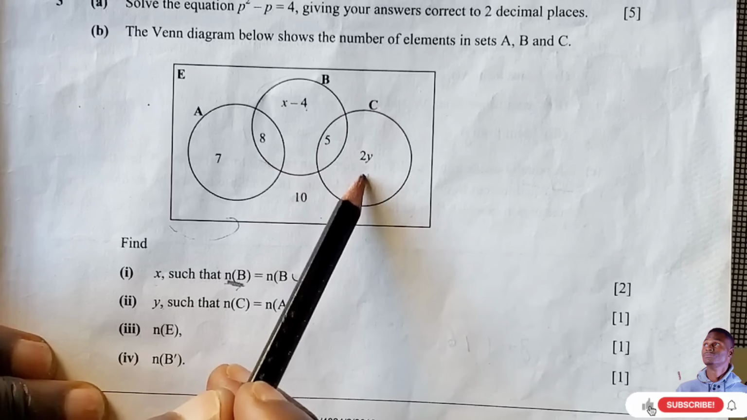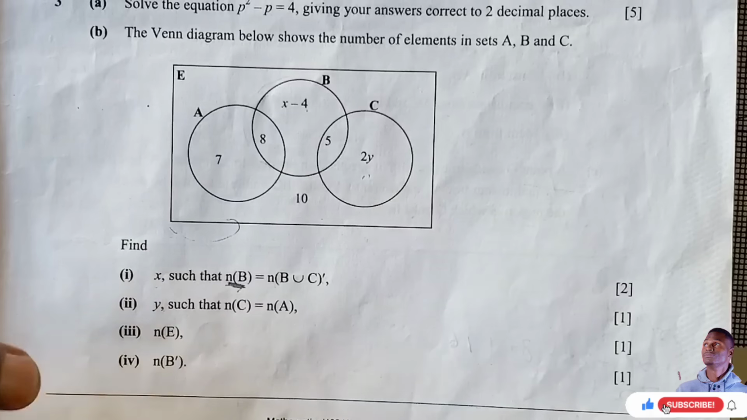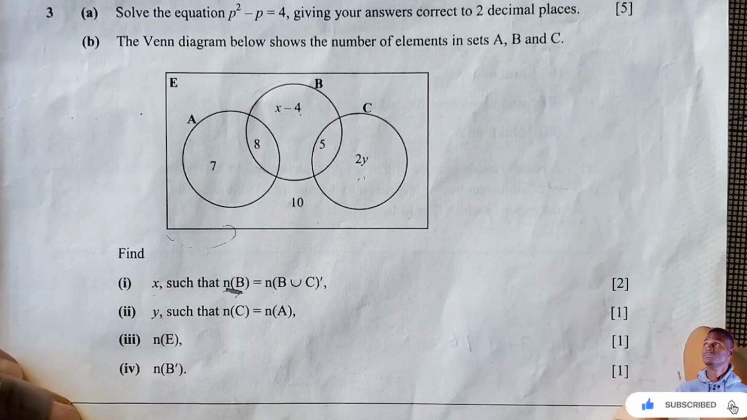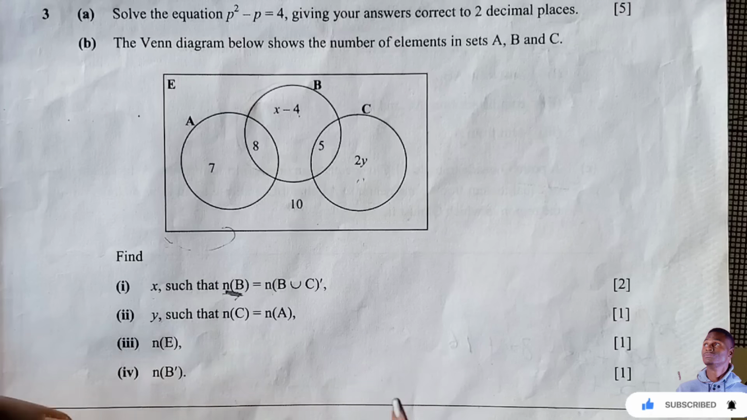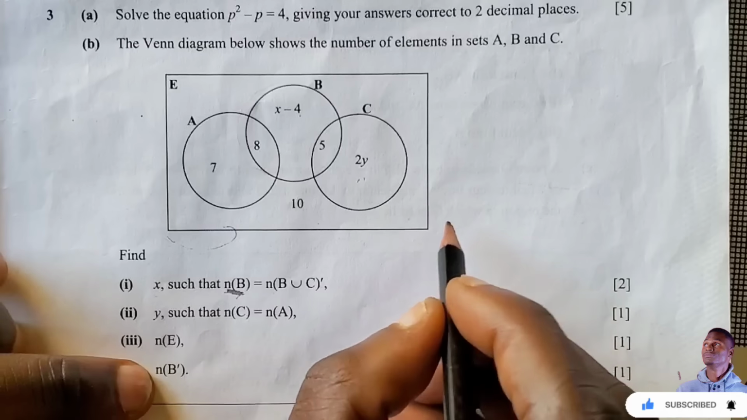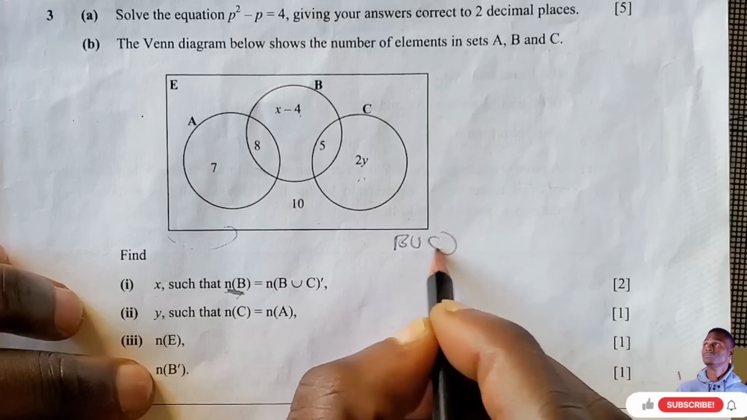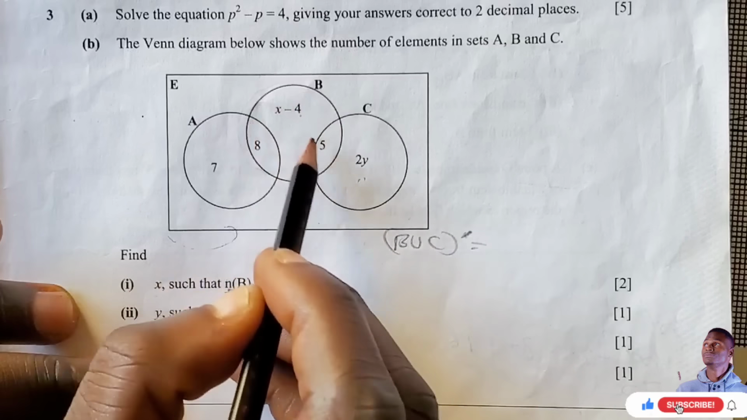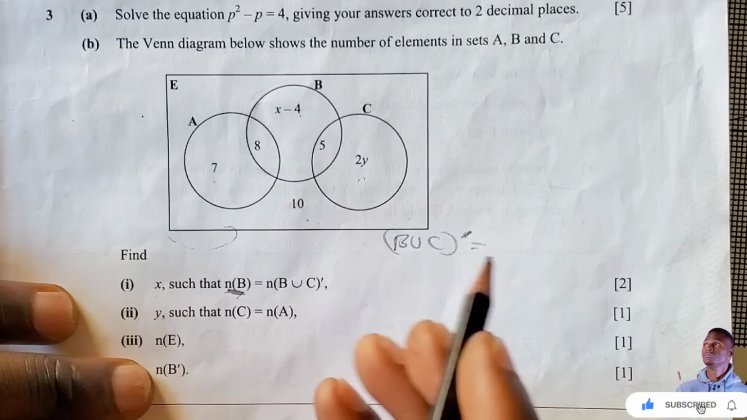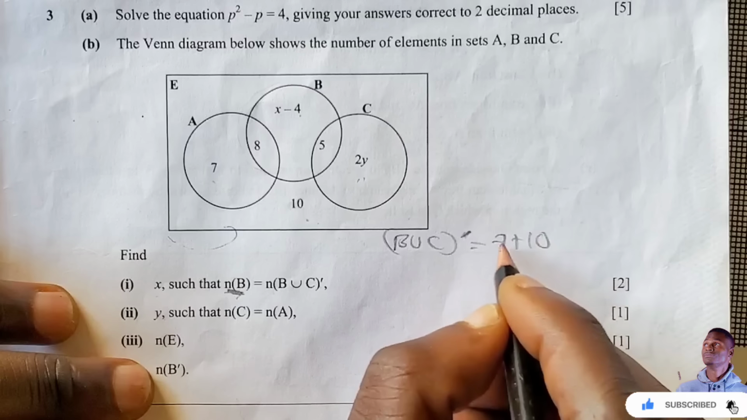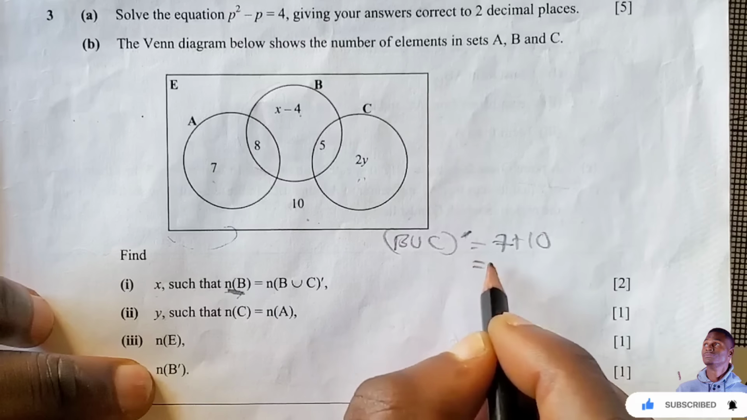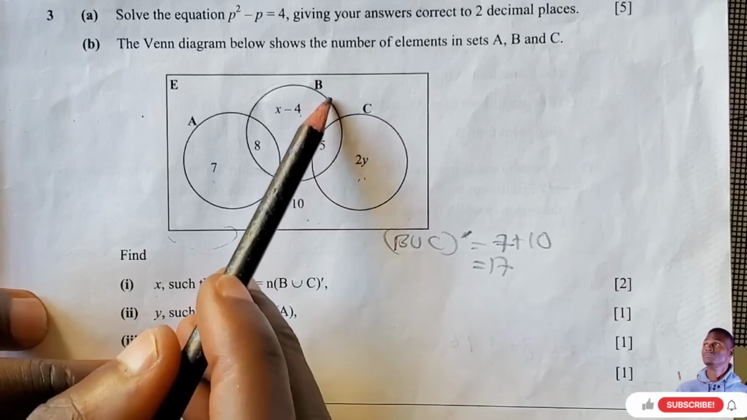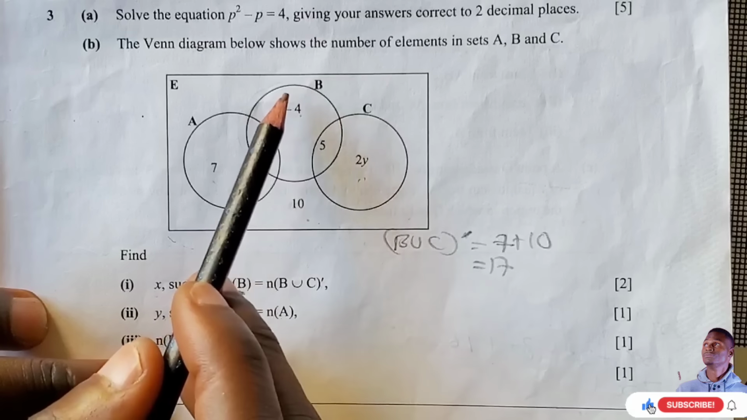What is B union C complement? Come on. We can solve this one on this paper. I'll use a pencil. So B union C complement is what? Remove what is in B and C. You just remain with 7 and 10. So what is 7 plus 10? 17. So in other words, they are saying the total number in B is also 17.